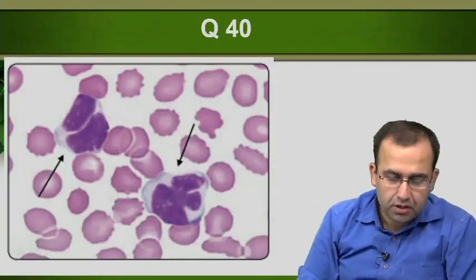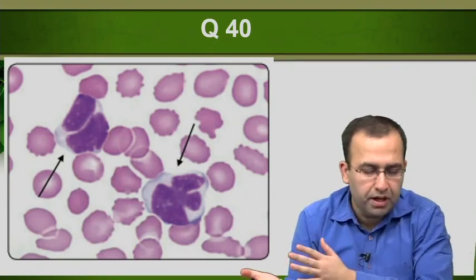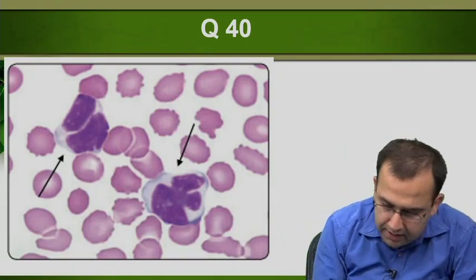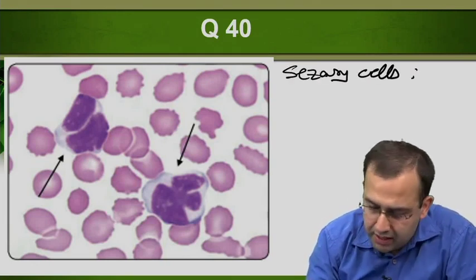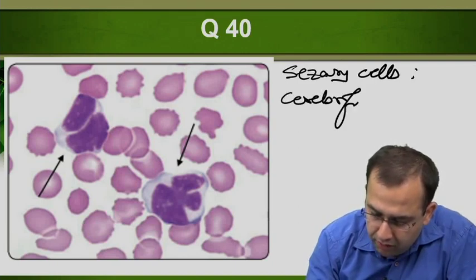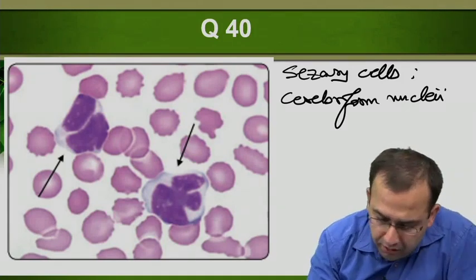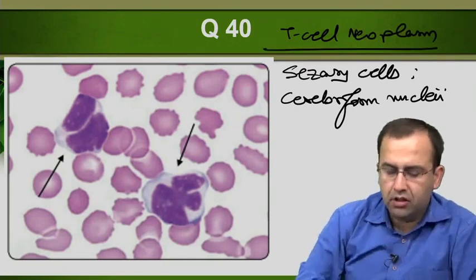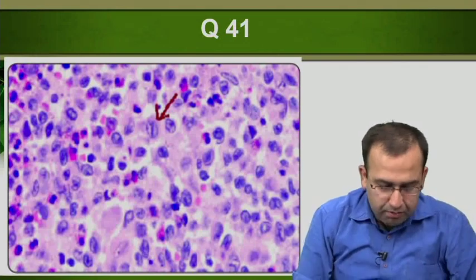Next, diagnosis. When you get this slide, you can simply be asked which cell neoplasm this is. A B cell or a T cell neoplasm? These are the Sézary cells. What you have here is the presence of Sézary cells with cerebriform nuclei. They look brain-like. Sézary cells, cerebriform nuclei, which is a T cell neoplasm.